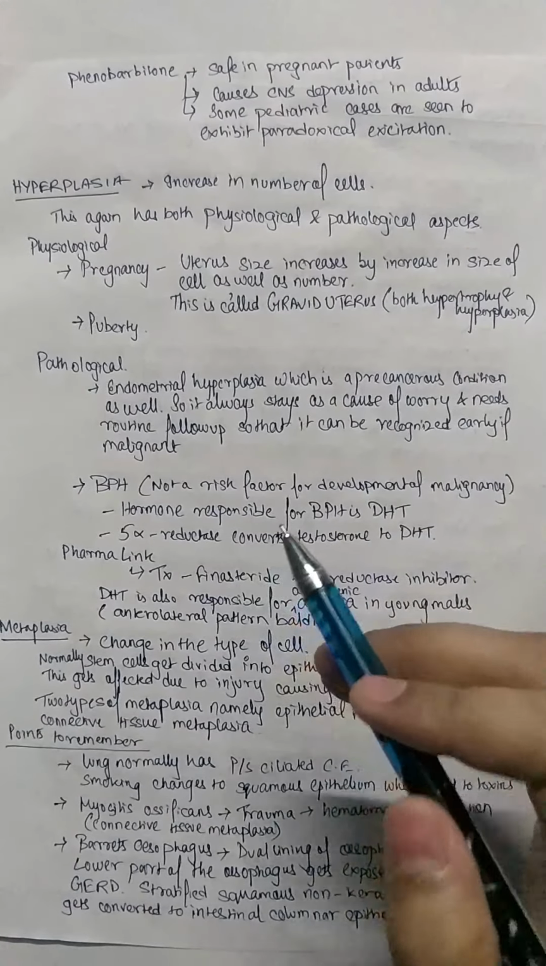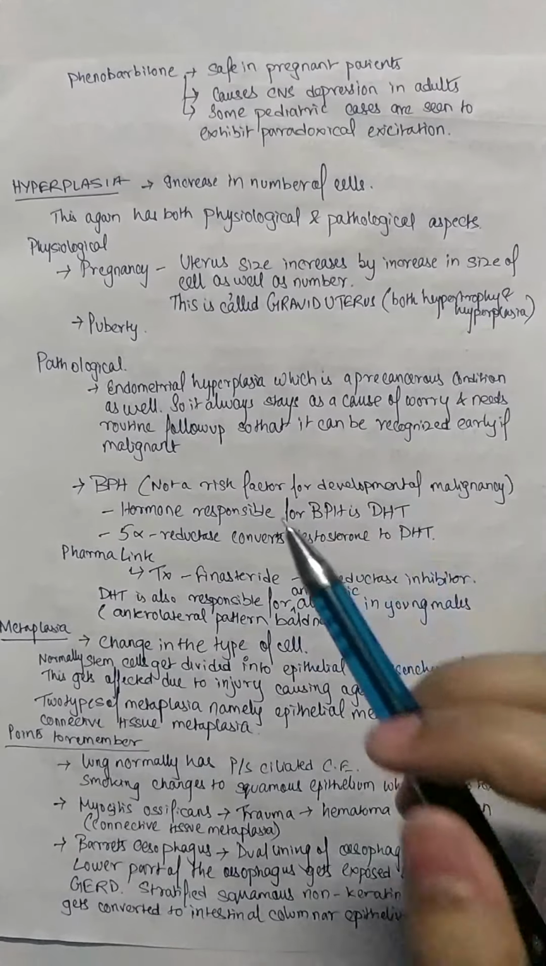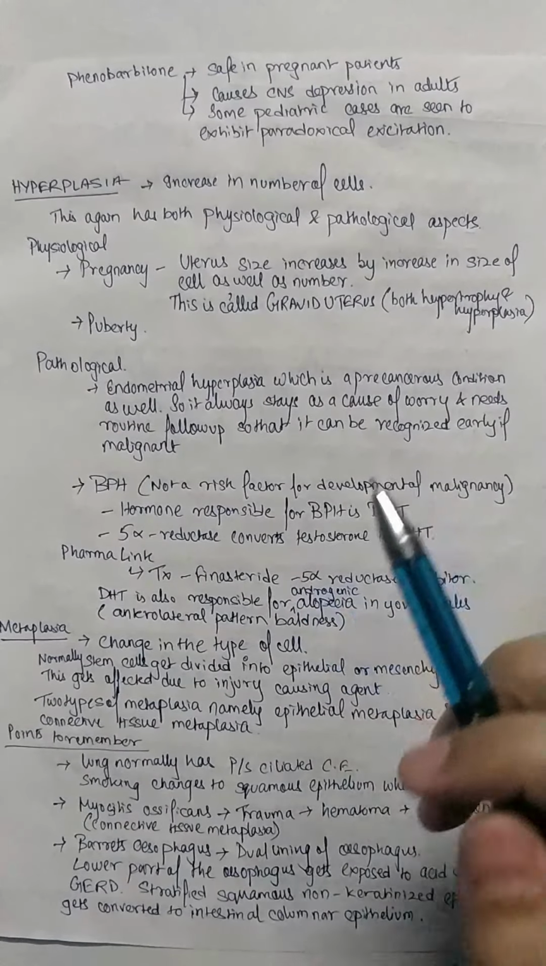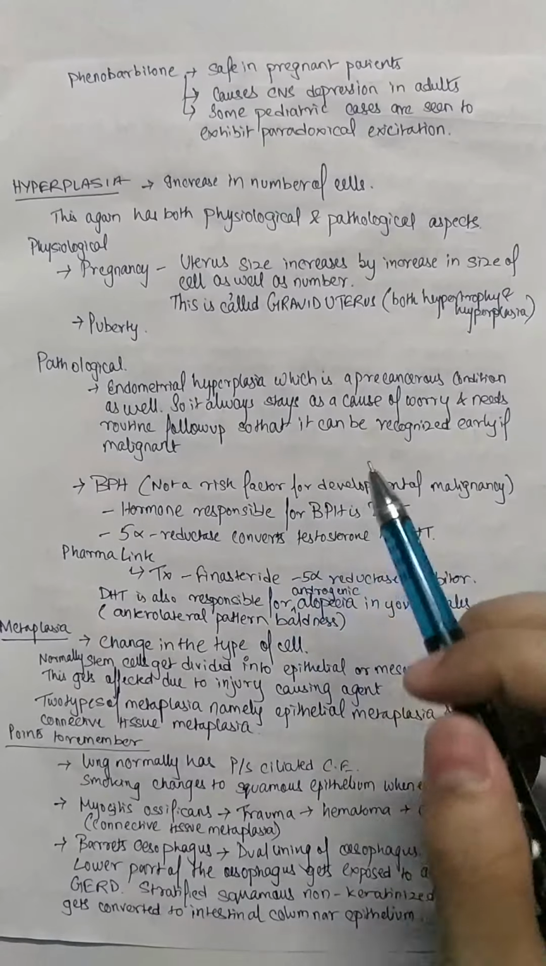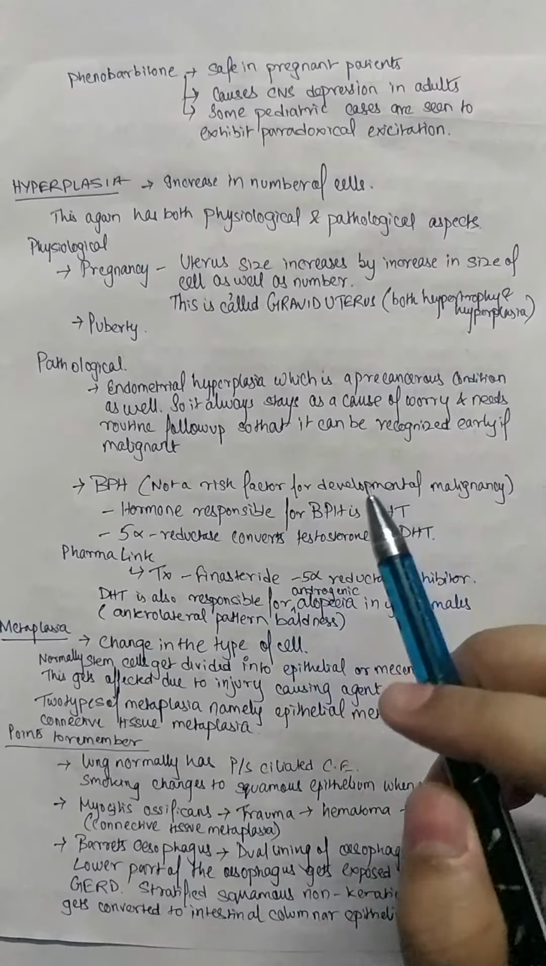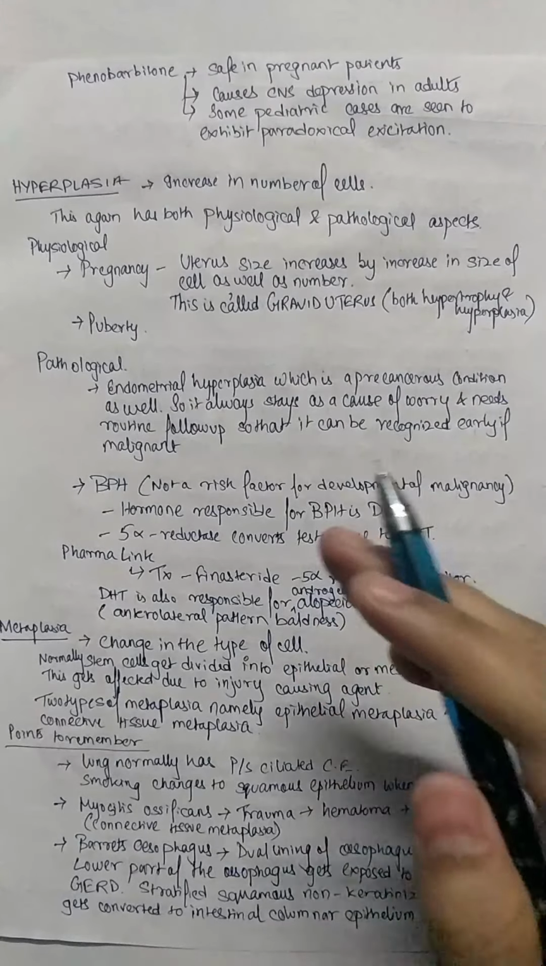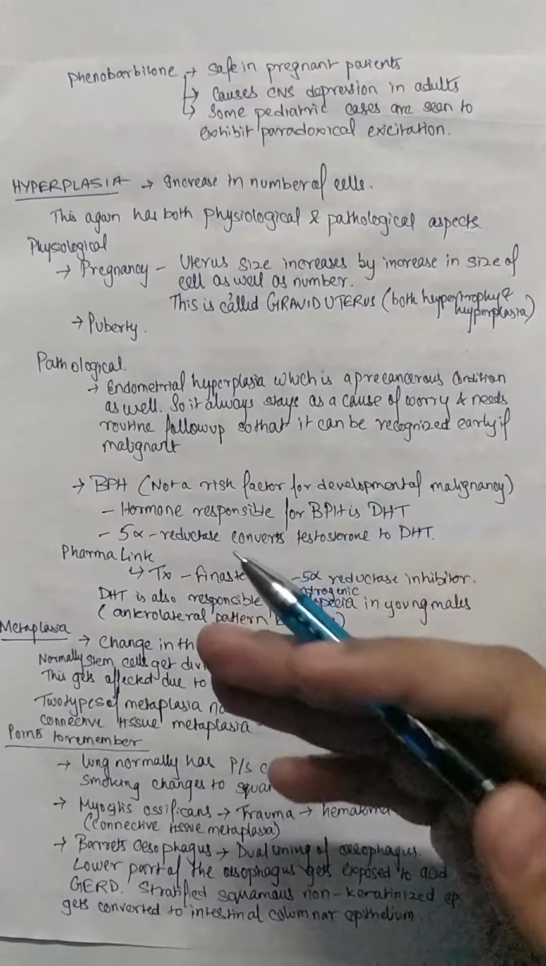So over here this uterus is going to be called a gravid uterus, where we can see both hypertrophy and hyperplasia as well. So this is an important point to remember. Questions can come from this point. And another physiological example may be puberty.